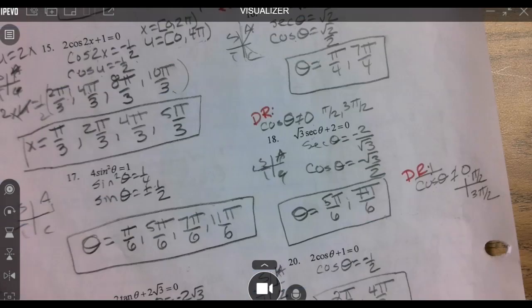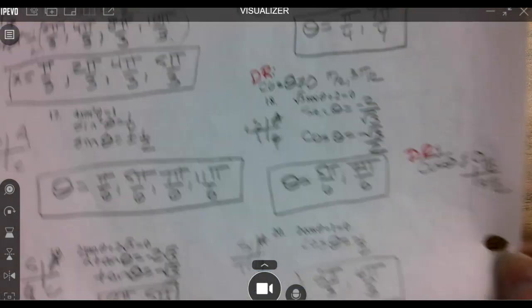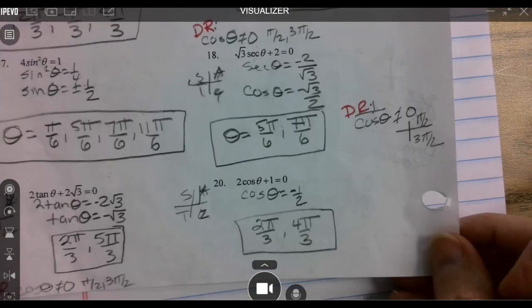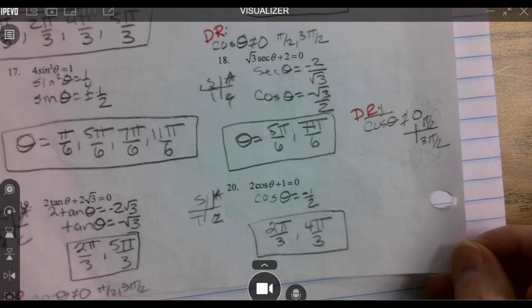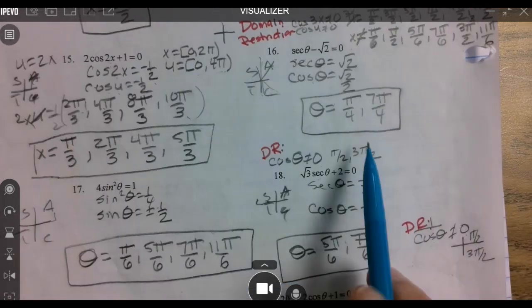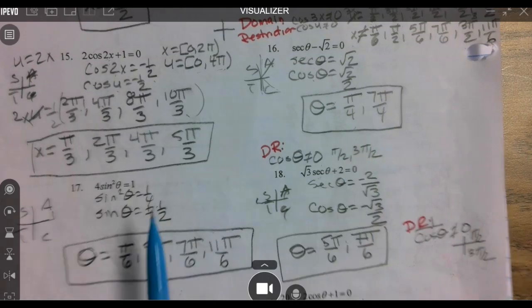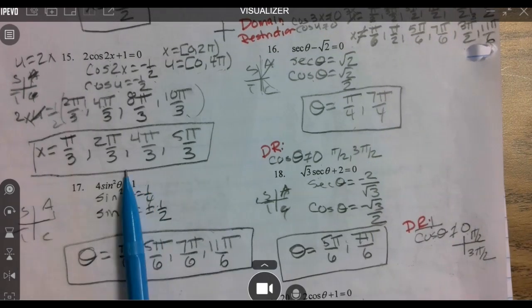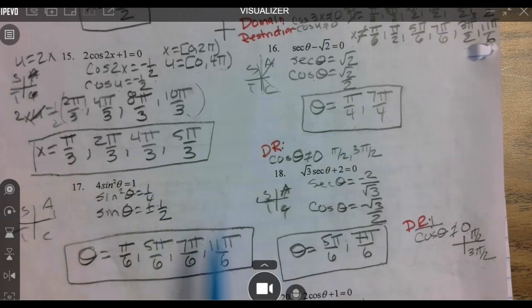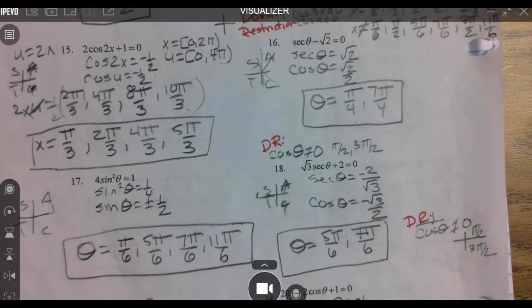Okay, so we didn't do 11 through 15. We're going to do those today in class, so you don't have to copy down that answer. You're going to see them again. So 16. Seventeen is down here. Let me slide it up a little bit.